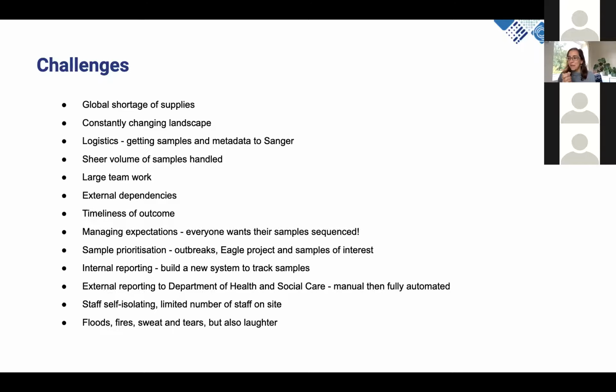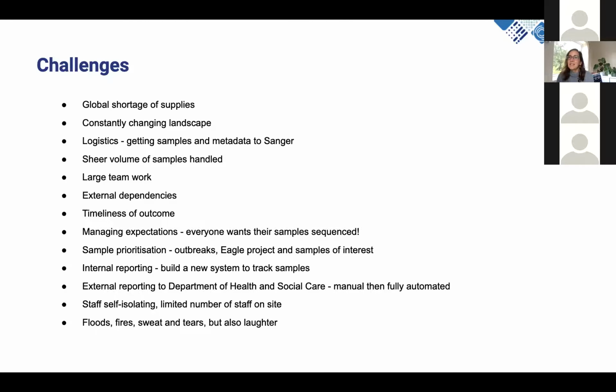As I said, managing expectations. Everyone wants their samples sequenced: the researchers, the governments, because everyone will have a valid reason to want their samples to be sequenced. And sometimes it is very hard because you have to say no to some people. And sometimes it's just impossible because we have too many samples and there are too many logistics issues. So because of this, we have developed a sample prioritization algorithm, which allows us to deal with outbreaks, with samples of interest, as we say.